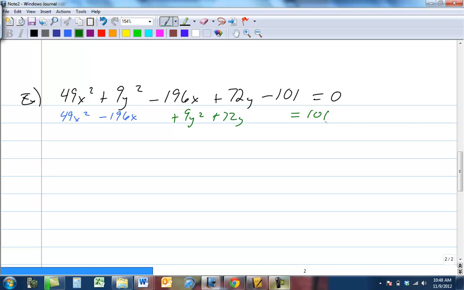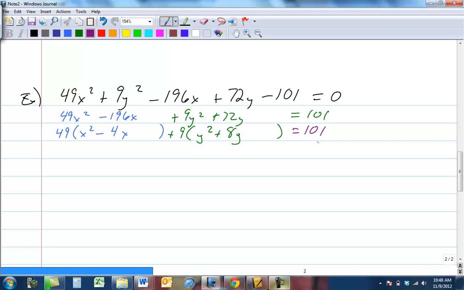Now, this one's a little bit more difficult because there's a leading coefficient. We have to factor that off. So I'm going to factor out the 49 on just the x's. So 49 times the quantity x squared minus 196 divided by 49 is 4x, leave a space. Then move on to the y's. The 9 has got to factor off, so 9 times the quantity y squared plus 8y, leave a space, equals 101.